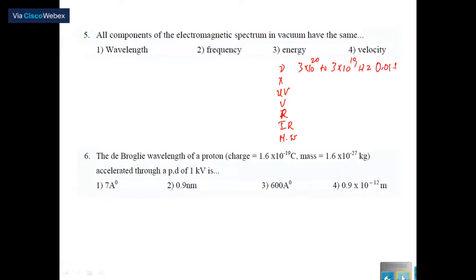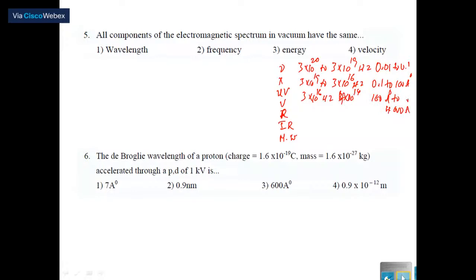And its wavelength is 0.1 to 0.1 Armstrong. X-rays will have a frequency of 3 into 10 to the power of 19 to 3 into 10 to the power of 16. Well, this might be useful to you in answering some of the questions. 0.1 to 100 Armstrong. Whereas the UV is 3 into 10 to the power of 16 hertz to 4 into 10 to the power of 14 hertz, and 100 Armstrong to 4000 Armstrong.